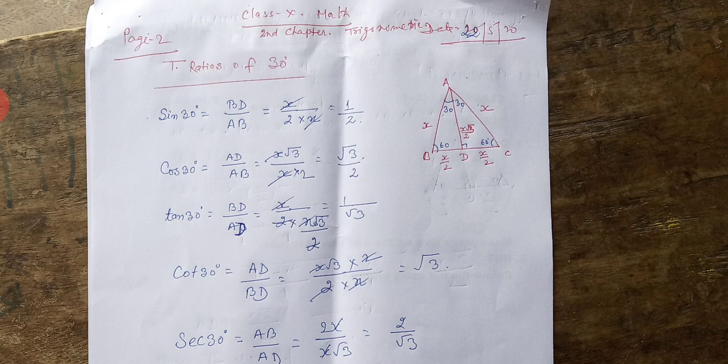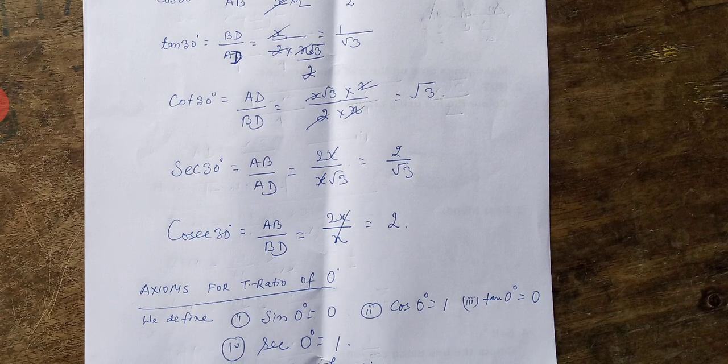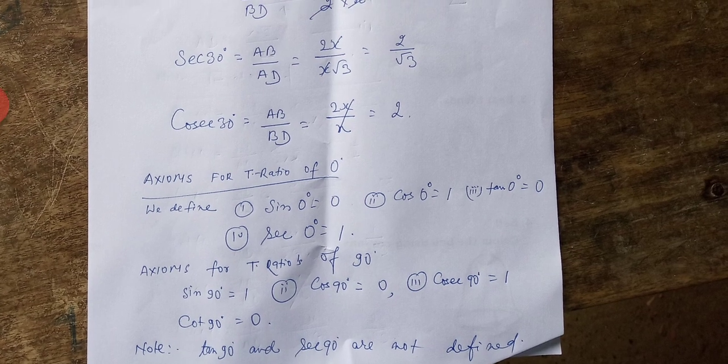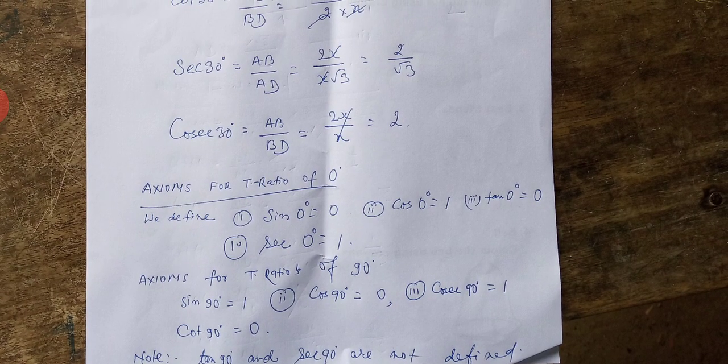Now cot 30 degree is equal to AD by BD is equal to x root 3 into 2 divided by 2 into x. X cancels. 2 also cancels. Now we get root 3. Sec 30 degree is equal to AB by AD is equal to 2x by x root 3 is equal to 2 by root 3. Cosec 30 degree is equal to AB by BD is equal to 2 into x by x. X cancels, is equal to 2.